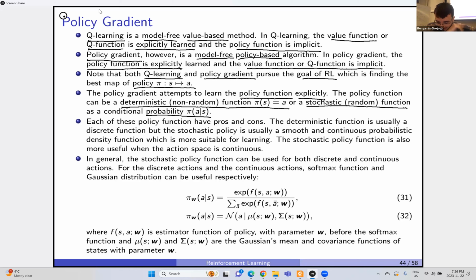Now, in policy iteration, I want to learn the policy. Did you notice that in Markov decision processes, we had two main algorithms, value iteration and policy iteration? In reinforcement learning, we have two main algorithms, Q learning and policy gradient. By the way, Q learning is also called gradient Q learning, right? Here, I'm talking about policy gradient. Each of these policy functions, either stochastic or deterministic, has its own pros and cons.